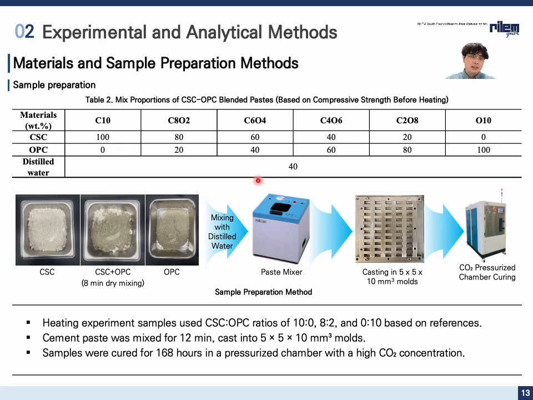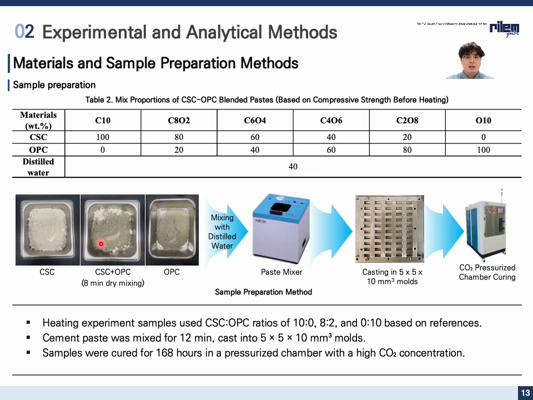And in the experimental method, this study employed a series of CSC and OPC blended pastes with mix proportion design based on preheating compressive strengths. As shown in table 2, 7 different blends were prepared with varying ratios of CSC and OPC, ranging from 100% CSC, called C10, to 100% OPC, called O10. The water to binder ratio was maintained at 48%.